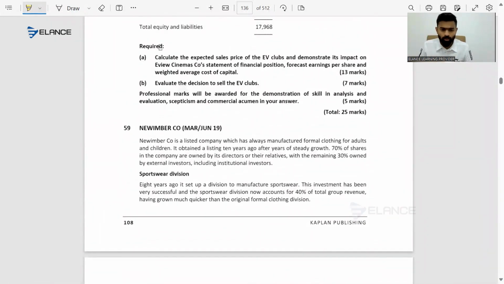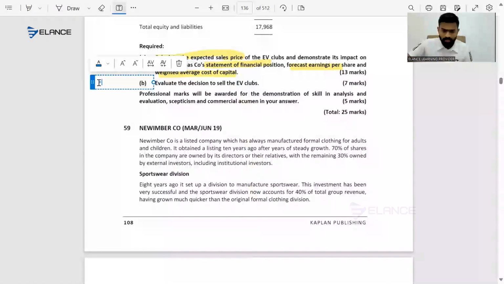We need to calculate the expected selling price. That means business valuation of equity, and we need to demonstrate the impact on the SOFP, and we need to forecast EPS, and we need to discuss the estimation of the WACC. Plus the theoretical question, we need to discuss the positives and negatives of the decision to sell off the eView cinemas.